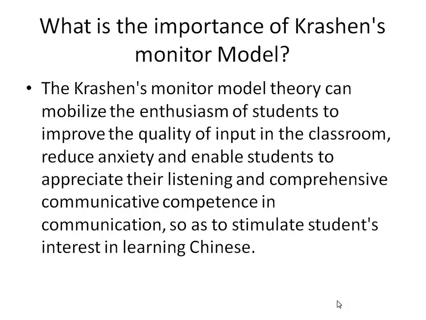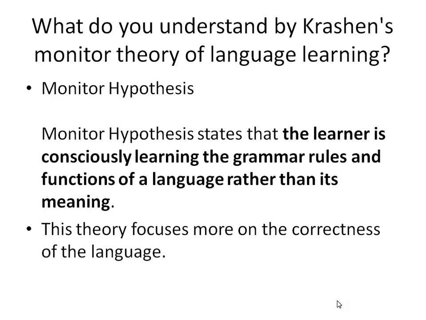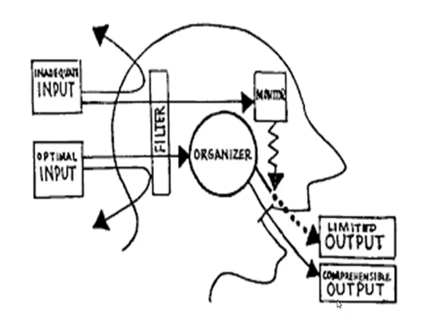So in total, these are the theories regarding Stephen D. Krashen's monitor model. So in brief, Stephen D. Krashen's monitor model is the combination of 5 hypotheses regarding second language acquisition. They are the acquisition-learning hypothesis and so on, including the affective filter hypothesis.